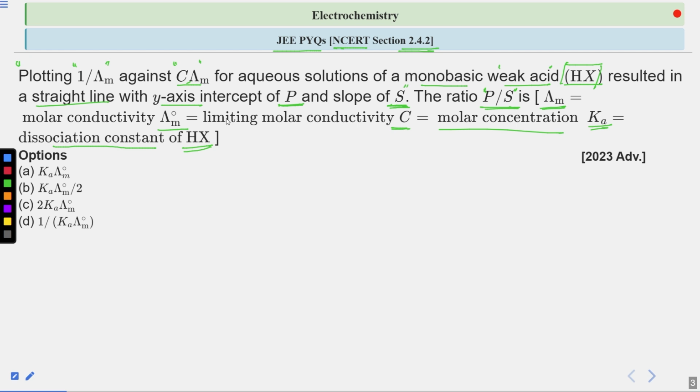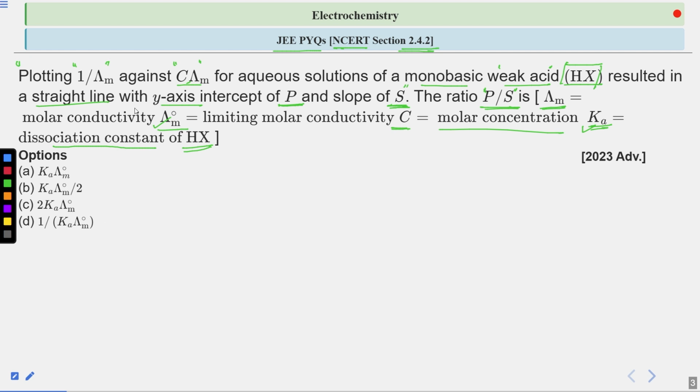You can use it as a hint to solve the question, that we are going to use lambda naught m and Ka in the solution of this question. That's why it is given in our question, right? This question was in the 2023 Advanced examination.